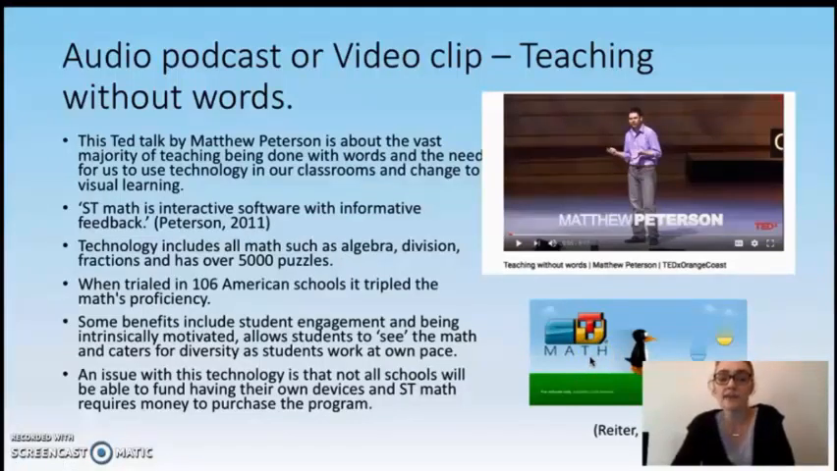But an issue with this technology is that not all schools will be able to fund having their own devices, and ST Math requires money to purchase the program. So again, it just costs the school a lot of money, but there are many benefits. ST Math is also all about getting the penguin from one side of the screen to another. So it uses lots of different maths concepts, but the whole idea is just to move the penguin from one screen to the other. So it's very fun for kids.